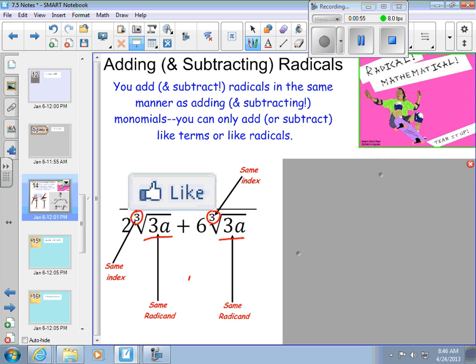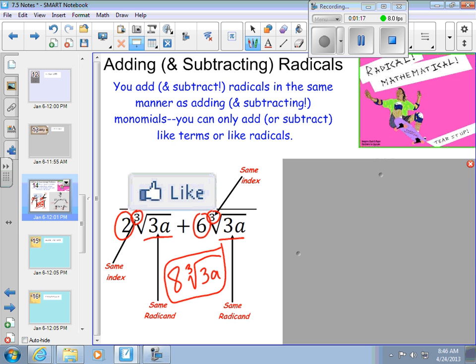The root part kind of acts like a variable in that it stays the same. What you add together is the numbers outside. So 2 plus 6, the two numbers we have outside the radicals, would make 8. So the answer would be 8 cube roots of 3a.